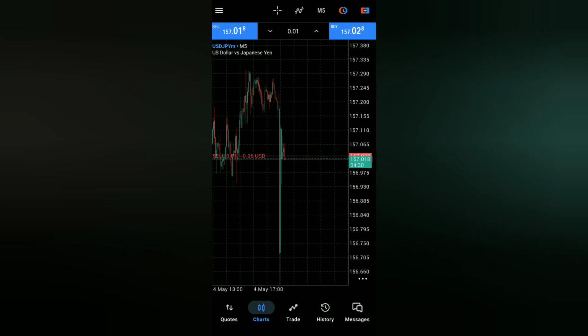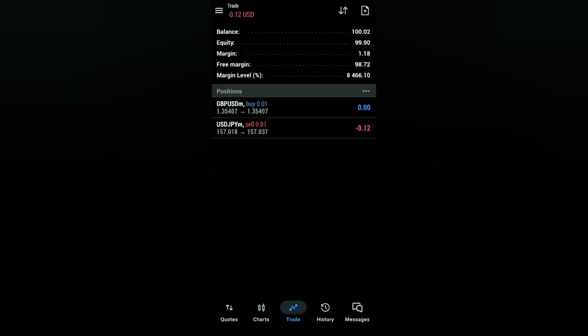Spread is the money that you pay to enter this trade before you now become in a profit. So now I enter two pairs. USD/JPY is sell. GBP/USD is buy. I look at them here. Both of them are now in a loss. I see how it is now.